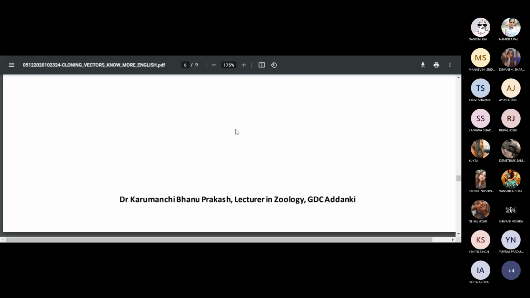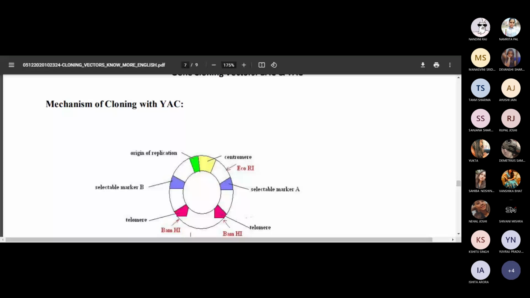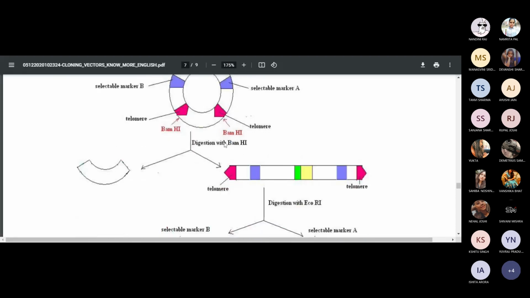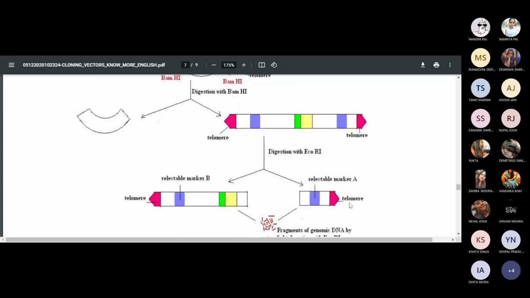Okay, so what mechanism are we going to use for the cloning? First, we need to linearize the vector. The centromere is there, the selective marker is there. Digestion with BamH1 will linearize it, and this segment you are going to remove. The telomeres are there.